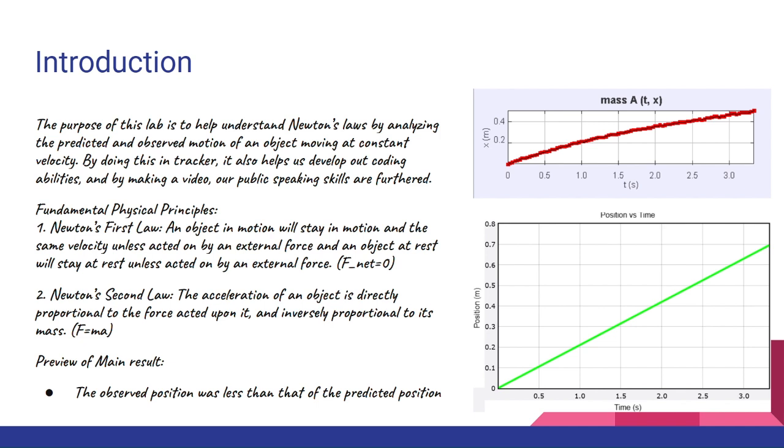So, a preview of our main result is that the observed position was less than that of the predicted position. This can be seen in the right-hand side graphs.